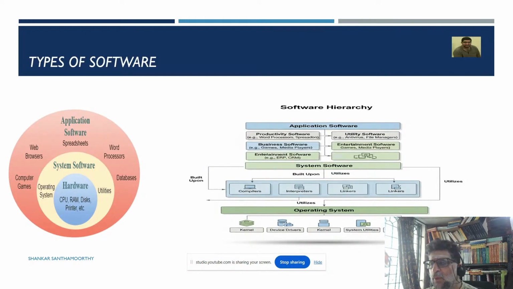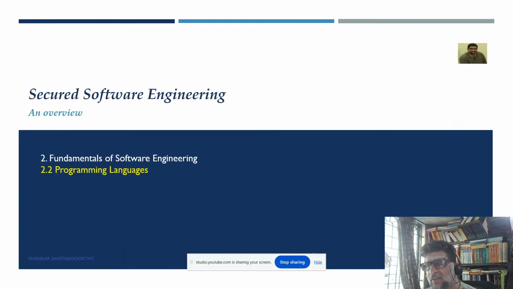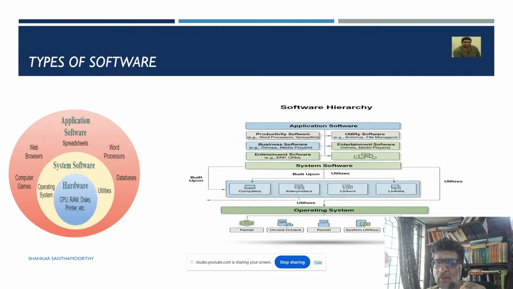This is another view of the types of software that are usually used: system software, application software, etc. This is a typical hierarchy of software, where application software sits on system software, and system software sits on the operating system, which directly operates the underlying hardware. This is a very basic introduction to the types of software.